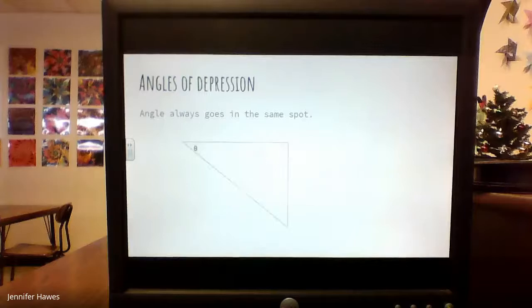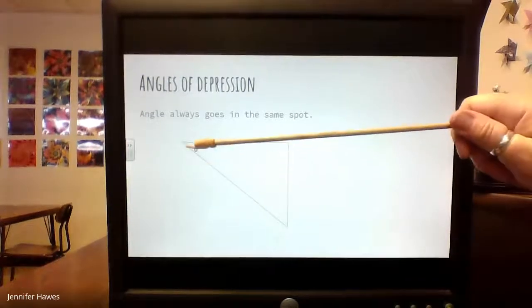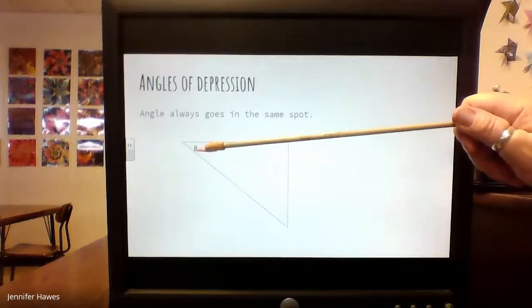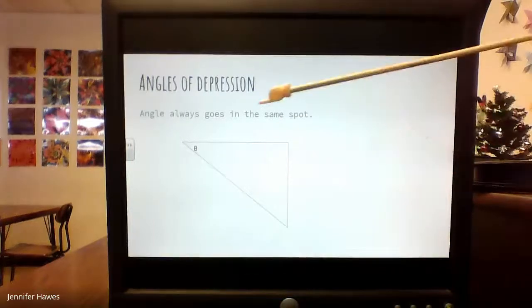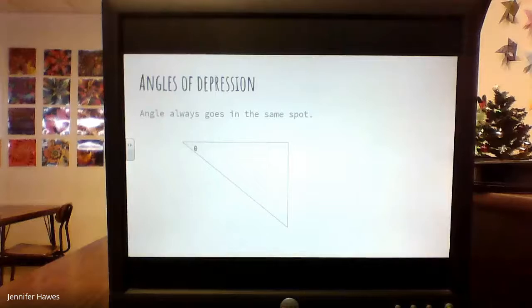Okay, next one. Angles of depression. They're not sad. Angles of depression is you're looking down. So this is the triangle I'm going to draw every single time, and I always put my angle right there. That's it. I'm not going to draw any other triangle. You'll notice I didn't put anything by these because everything you just wrote on the other slide applies to these.